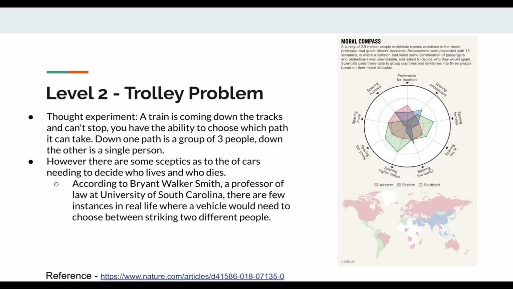At this level, there are some skeptics who believe that cars needing to decide who lives and dies is ridiculous because a car will never have to make that decision.